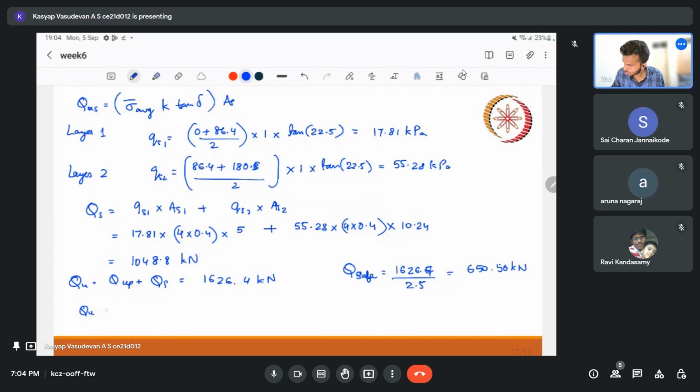QU, Q safe. We can subtract it as 1626.4 minus 58.52 divided by 2.5. This will be 627.15 kilonewtons. So if you just subtract, it will slightly reduce. So this is actually not needed in many cases when the loads that we are dealing with are high.